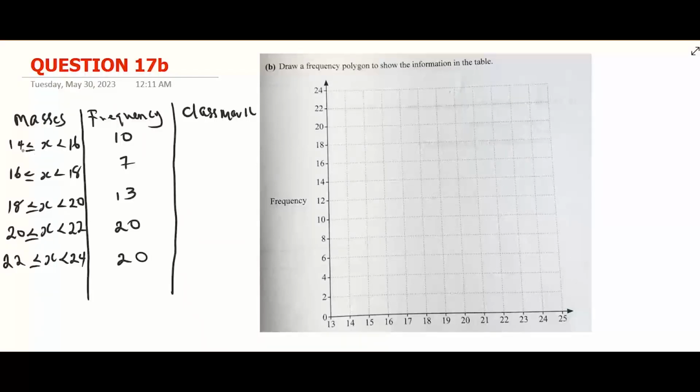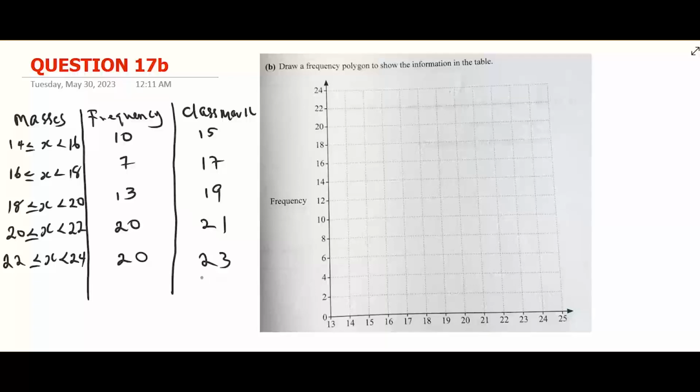and divide by 2. 14 plus 16, divided by 2, that will give you 15 here. 16 plus 18 divided by 2 will give you 17. You can see the number is in between 14 and 16, which is 15. The number between 16 and 18 is 17. For the third one, the number between 18 and 20 will be 19. That's another way of getting it, or you add the two numbers and divide by 2. So this one will be 21 and this one will be 23.